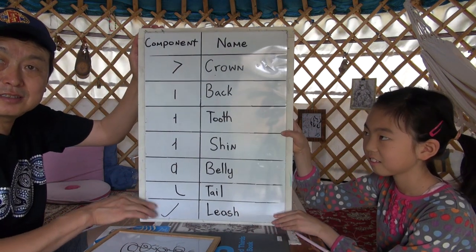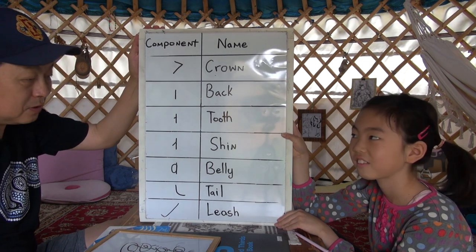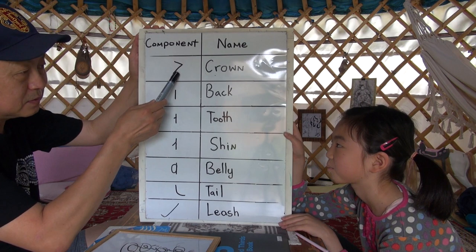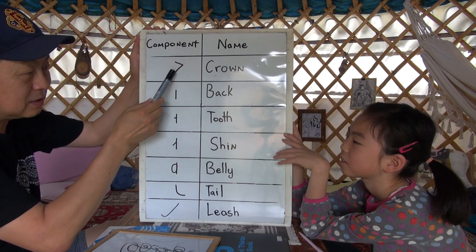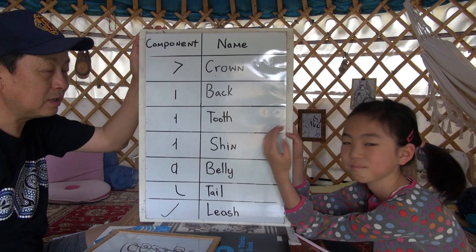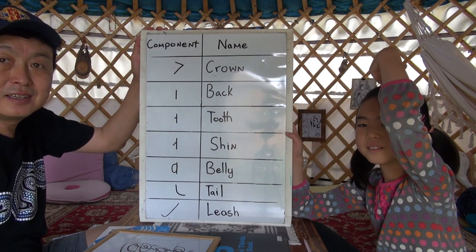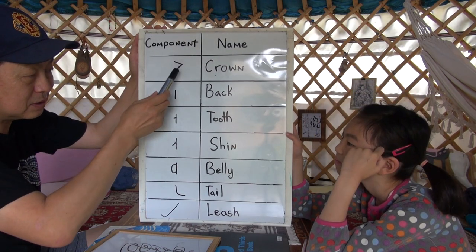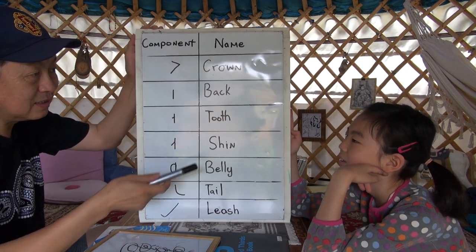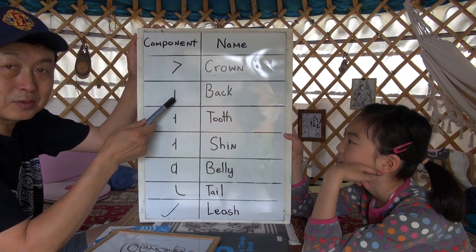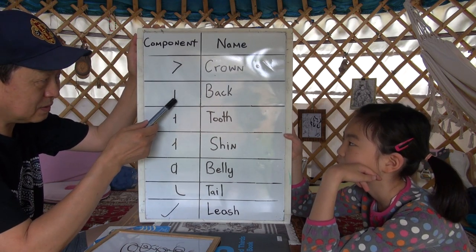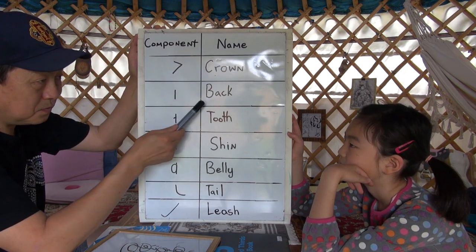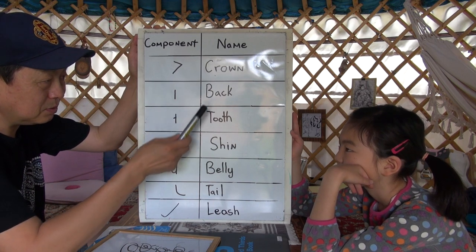Here is the mark, I think. So people can see from here, hopefully. This one is one of the most important parts. Crown. Where does a crown usually go? Head. Yes, a crown is always on the head. It means at the top of the letters. It's always on the top of every single letter. This one? Back. Very straight. Crown in Mongolian is Tim. Back in Mongolian is Noro.